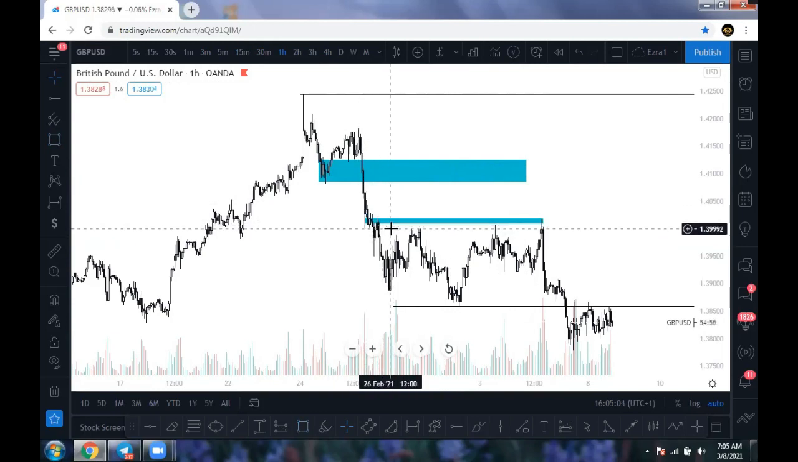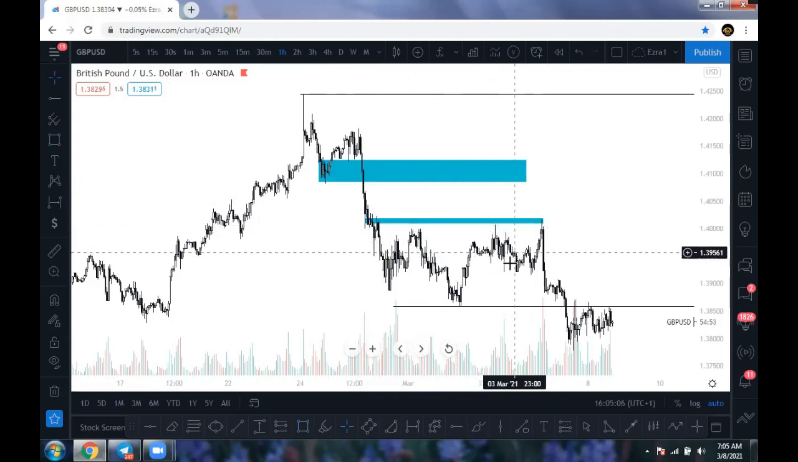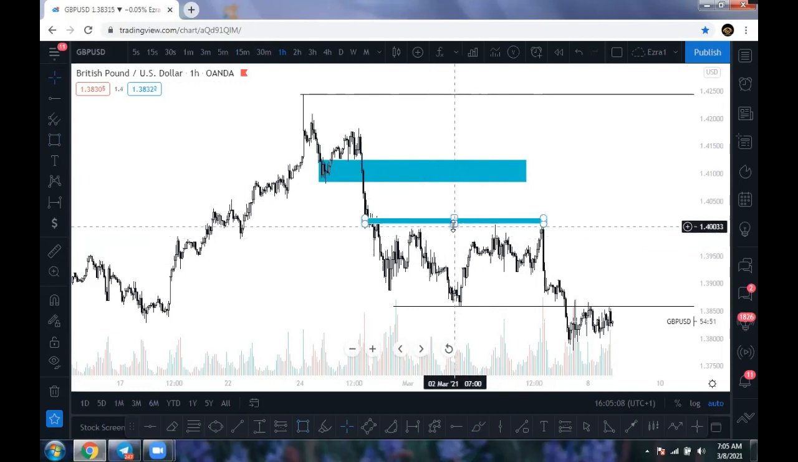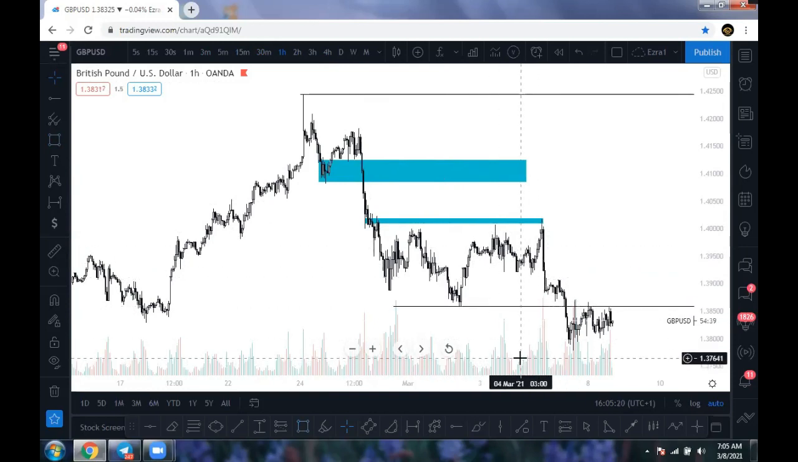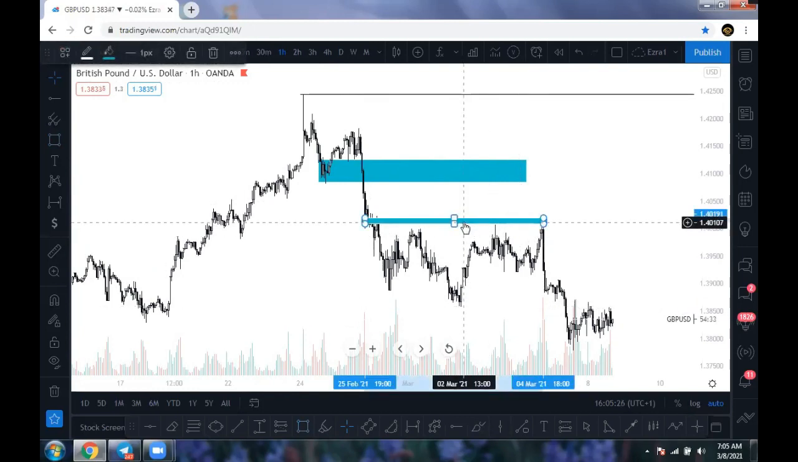Market has not yet tested this supply zone, and market has been ranging. So we expect market to grab this supply zone, then target the external liquidity, which is this low in the consolidation range or the redistribution. After that, market went down. So that is that.